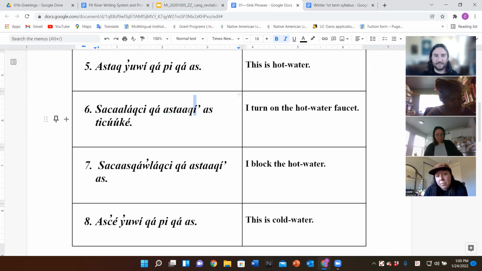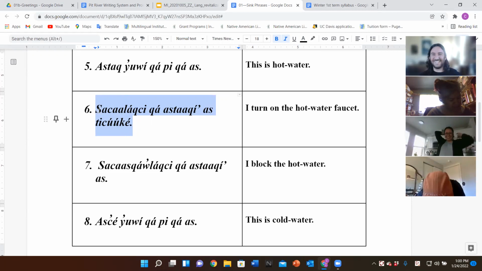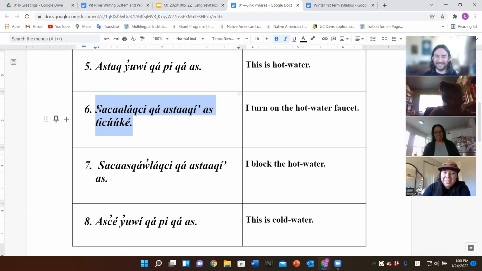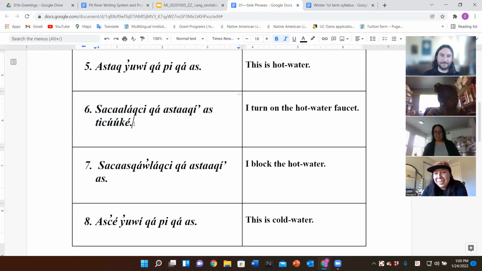Sajalakji ga astagi astajuki. Okay, pretty good. Hear my masculine voice come out in that. Yeah, astaki. Awesome. Sajalakji ga astaki astajuke. Sajalakji ga astagi astajuki. Pretty good. Tajuke. Okay. Yeah.